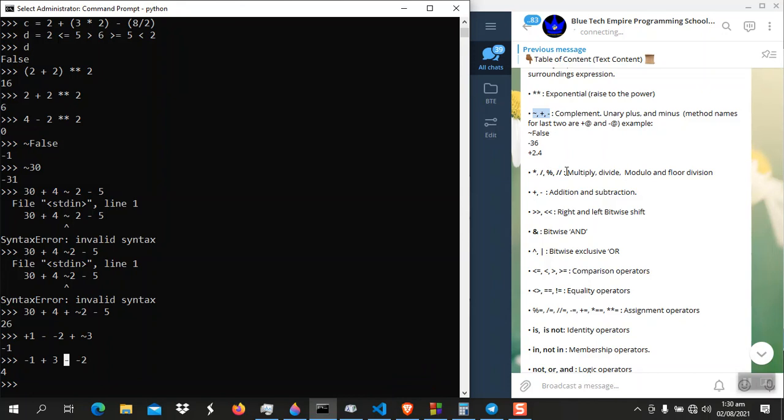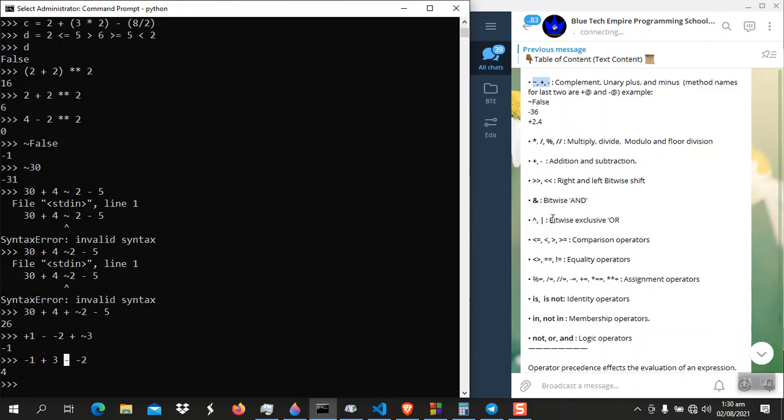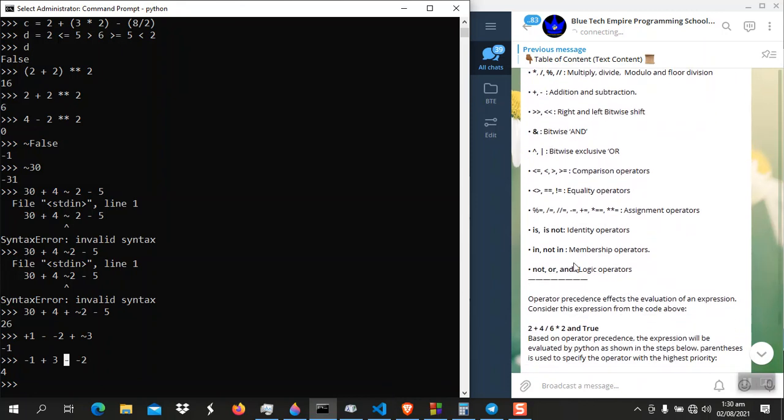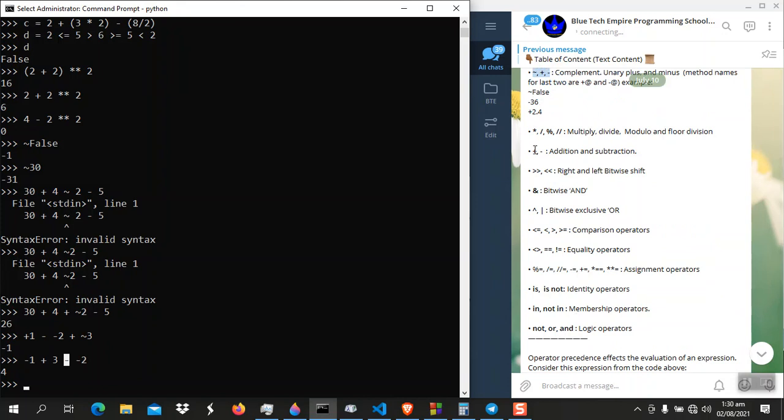Modulus and floor division. So the next operator we have is addition, subtraction. Here we have bitwise and all these operators. So you can use this in your free time to actually check it out. But from what we have explained, I guess you fully understand what operator precedence means. So if this operator, for example, star, appears in the same expression with plus, the star will be evaluated first.